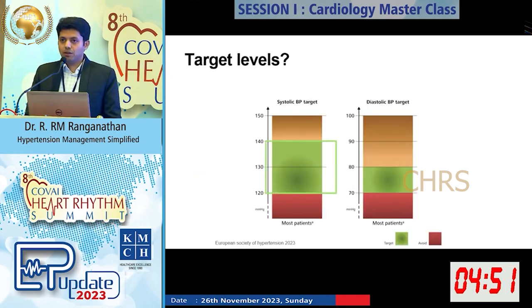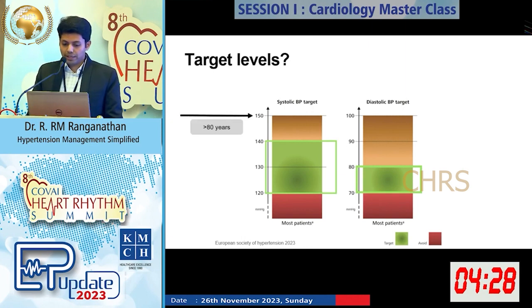So we initiate therapy. What is our goal? What is the target blood pressure? Systolic blood pressure, we want it to be between 140 and 120. We do not want to reduce systolic blood pressure below 120. Likewise, diastolic BP, the ideal target is between 80 and 70. We do not want to reduce diastolic BP below 70. And for elderly individuals above 80 years of age, our ideal target would be to attain a systolic blood pressure below 150 millimeters of mercury.